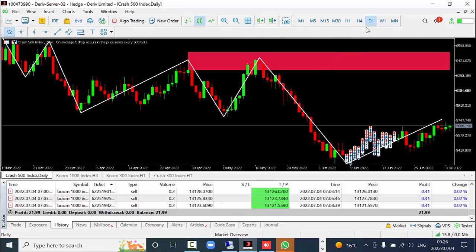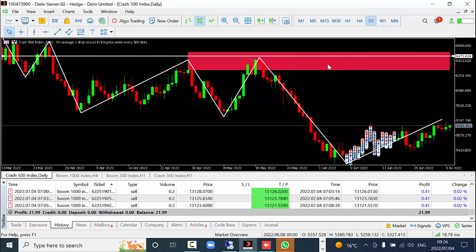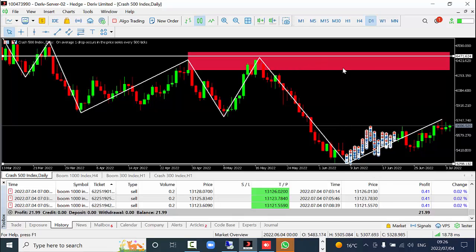So in the daily chart, you can see a very strong resistance here. And we know when we are trading Crash, we normally run away from resistance, okay? So in daily, we are targeting here. And if you look here, this is another key point in daily. So I'll mark the two of them.